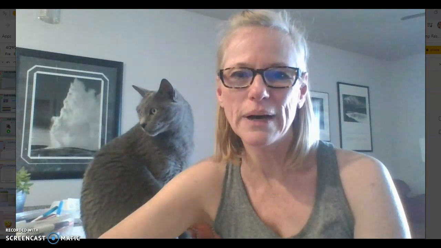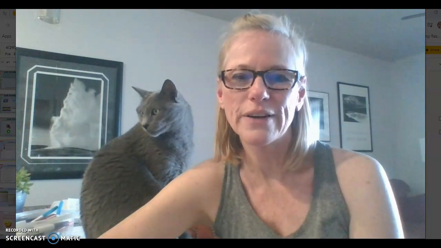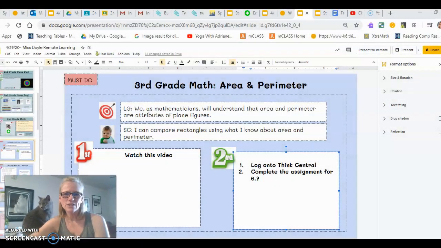Mathematicians, Miss Doyle and Smokey are here to teach you a little bit about area and perimeter. Let's get started with our learning goal. We as mathematicians will understand that area and perimeter are attributes of plane figures.